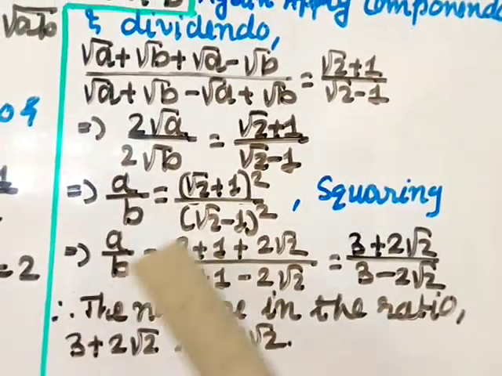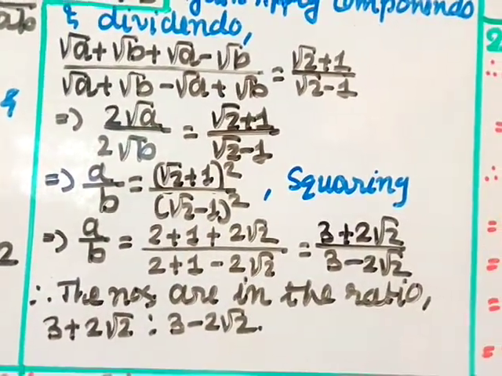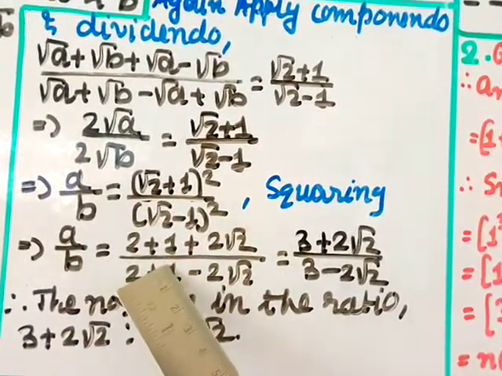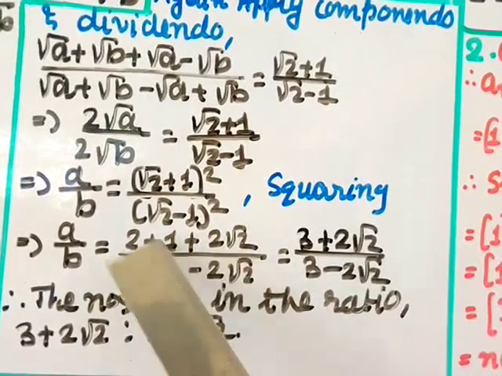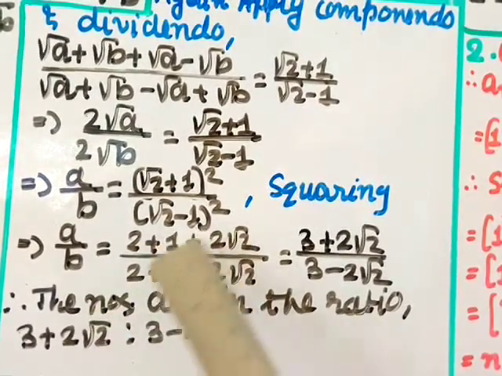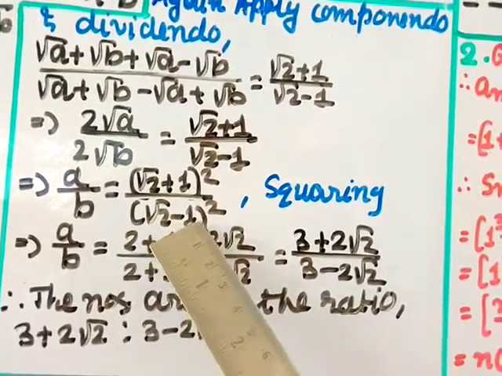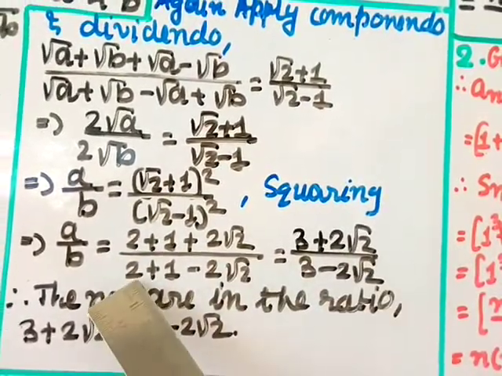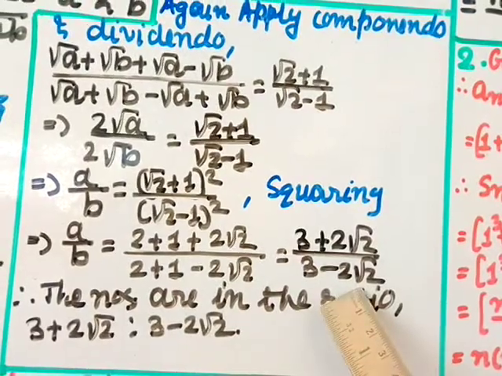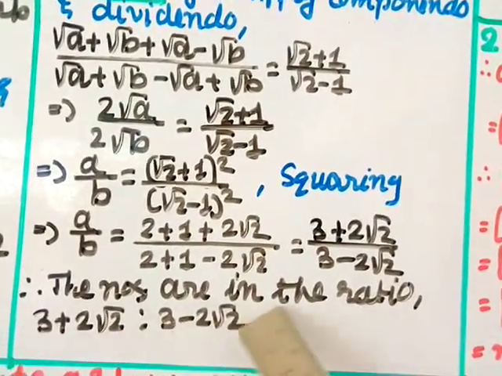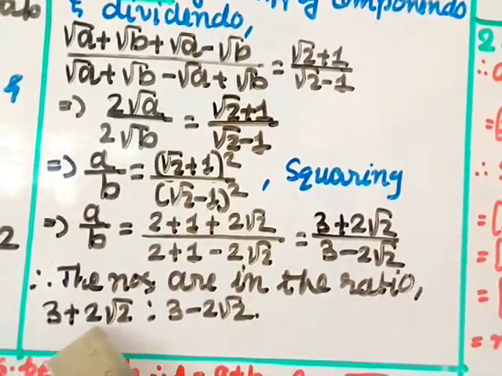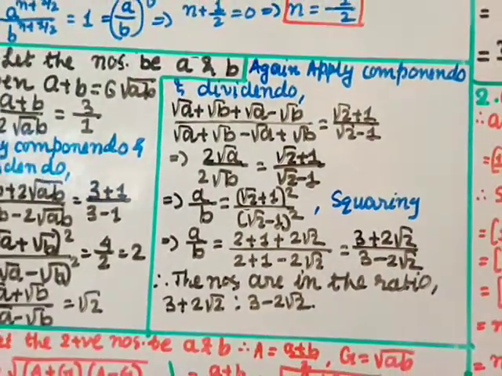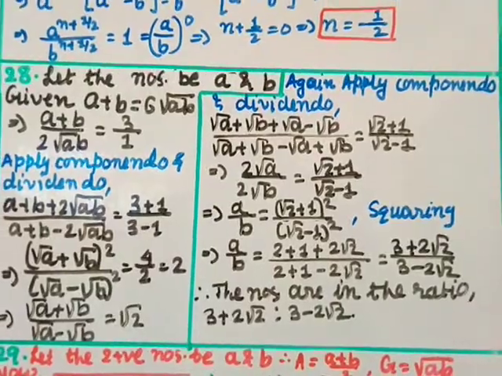So a by b as it is, and this you expand using the formulas (a plus b) whole square and (a minus b) whole square. So this will be root 2 square is 2, plus 1 square is 1, plus the middle term 2 root 2, divided by root 2 square is 2, plus 1 square is 1, minus the middle term 2 into root 2, equal to 2 plus 1 is 3 plus 2 root 2, divided by 2 plus 1 is 3 minus 2 root 2. So we have shown that the numbers are in the ratio 3 plus 2 root 2 is to 3 minus 2 root 2. That is what they asked us to prove, and we have proved it.